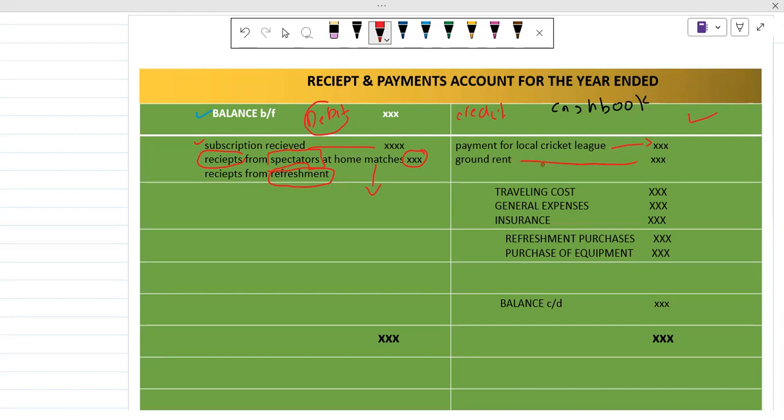Ground rent. Ground rent means that if we don't have any ground, maybe we just acquire a ground from any other landlord. So it means that we have to pay some kind of rent. If we are paying this rent in the form of cash, of course this will also come under the receipt and payment account. Traveling cost, journal expenses, insurance, if we have paid insurance in the form of cash. Refreshment purchases, all types of refreshments we have purchased in the form of cash. So of course it will also come under the receipt and payment account. Purchase of equipment, like any kind of transaction which is in the form of cash.